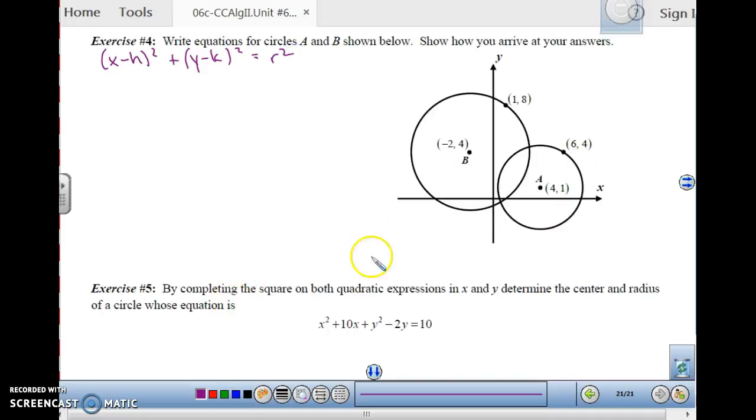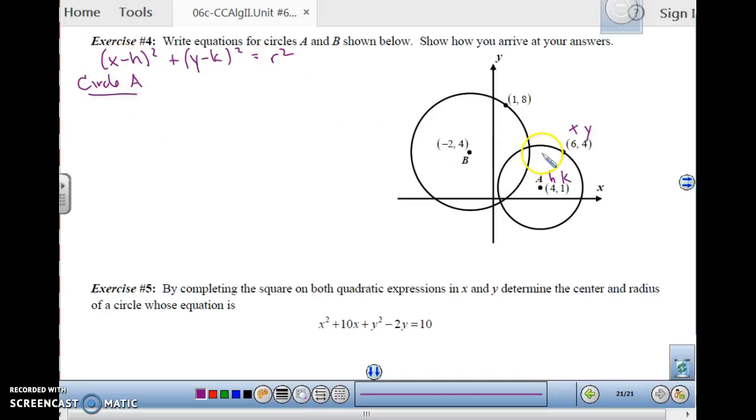Let's do circle A. Now, for this equation, do we have h and k? Yes, we do. We have h would be 4 and k would be 1 because that's the center of the circle. All right, what we do not have is r squared. We don't know what r is. However, we can figure it out because what are 6 and 4? Well, (6, 4) is some point on the circle, so they would be an x and a y.